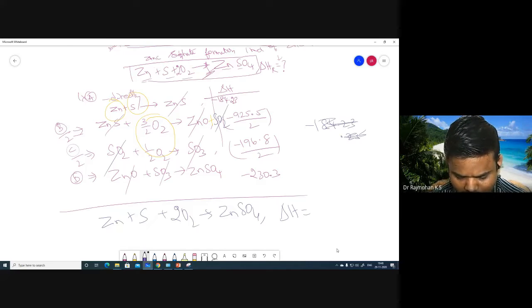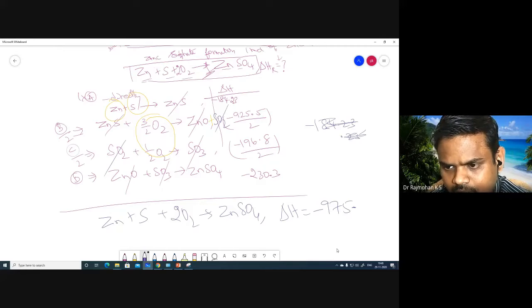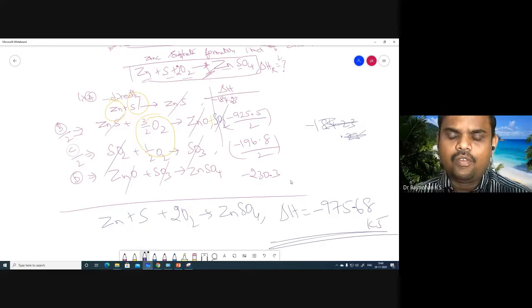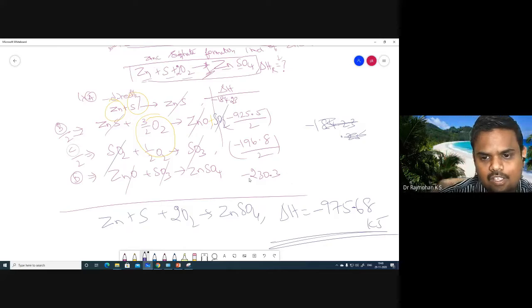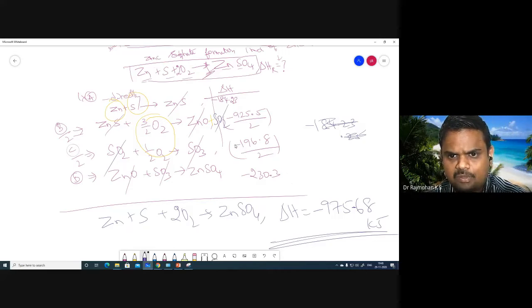Minus 184.23 minus 925.5 divided by 2 minus 196.8 divided by 2 minus 230.3 equal to minus 975.68 kilojoules. Okay, so this is the way we have to use Hess law to determine the values of heat of formation of any substance from its pure elements.